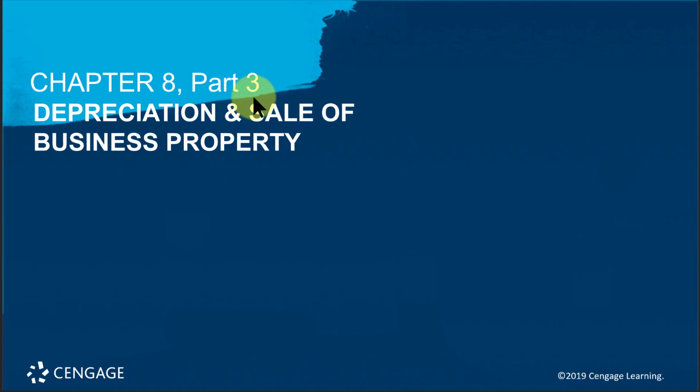Welcome back to part 3 of our video lecture for chapter number 8. In this part 3, we're going to look at the sale of business property. Probably last semester in Accounting 134, you had learned about the sale of investments, capital gains and losses. So this is a review here, calculating the gain or the loss.